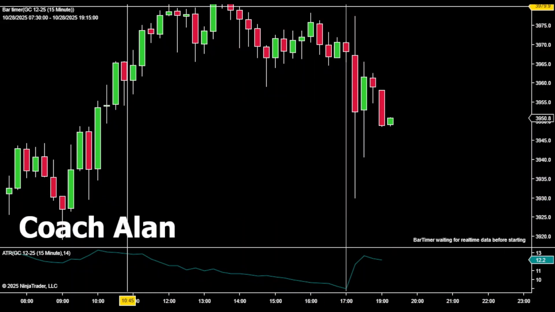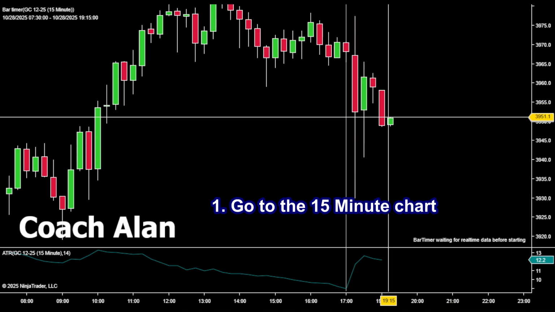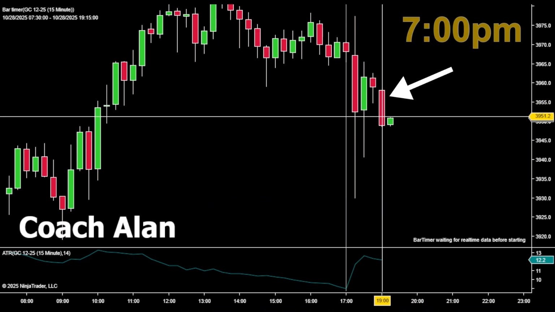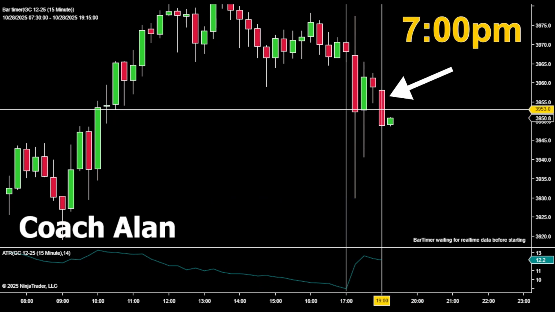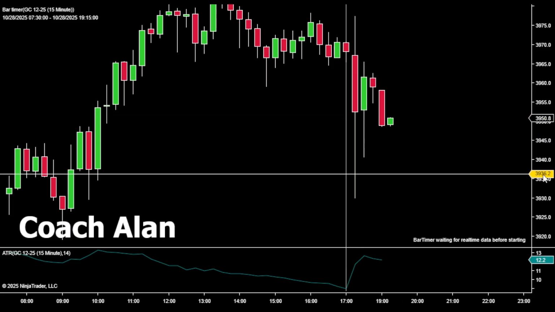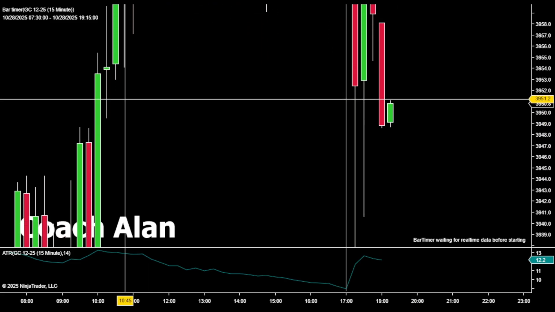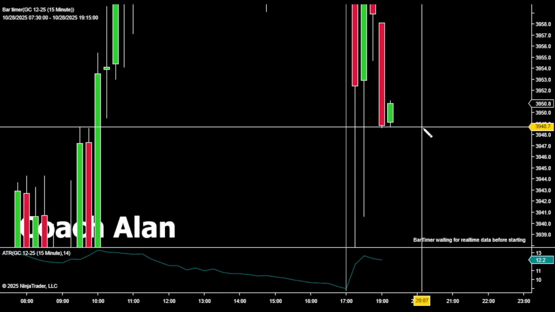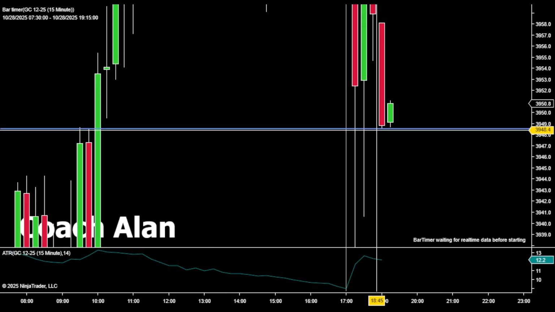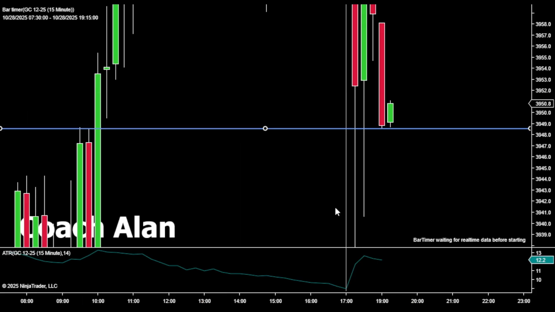So we're going to start on the 15-minute chart. I'm going to go to the 7 p.m. candle, 7 o'clock, and we're going to mark the high and the low. Zoom in so I can see. Got this small wick right here. Let me go ahead and mark that red for a low.